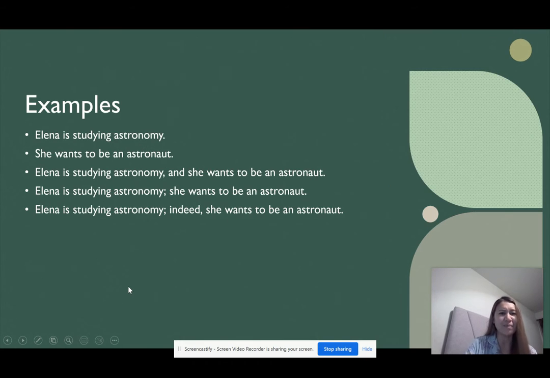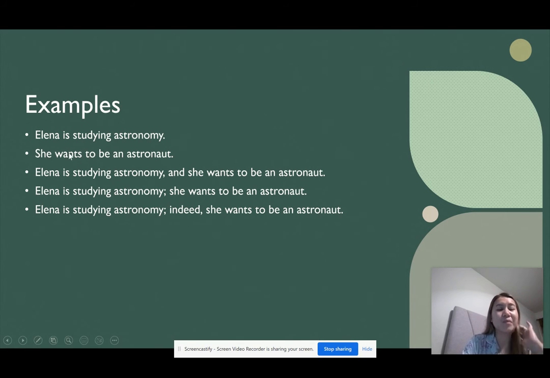So let's look at the example. Elena is studying astronomy. This group of words has a subject, Elena, and a verb, is studying. And it can stand on its own. We know what Elena is studying: astronomy. Who is studying astronomy? Elena. So it can stand on its own.